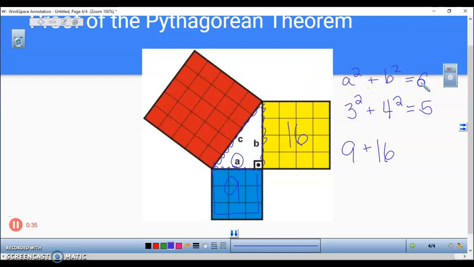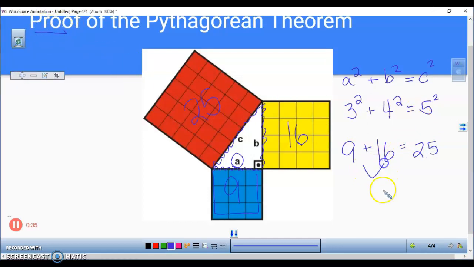Because the formula is A squared plus B squared equals C squared. So that gives me a total of 25. So when I square this 5, I get 25. Now, for this to work, this is the proof of the Pythagorean theorem. They're proving it. 9 plus 16 is 25.